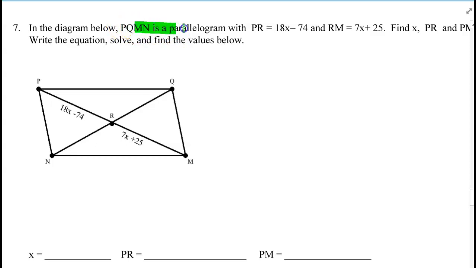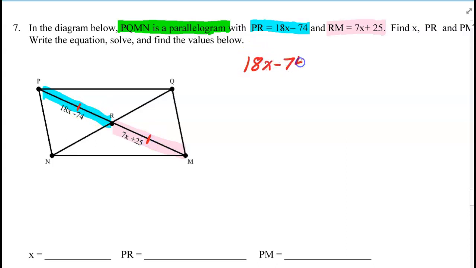Let's take a look at our last example about diagonals. So again, we have a parallelogram, and PR is 18x minus 74, and RM is 7x plus 25. Since this is a parallelogram, the diagonals bisect each other, so the equation would be 18x minus 74 is equal to 7x plus 25. In order to solve this equation, I'm going to subtract 7x from both sides.